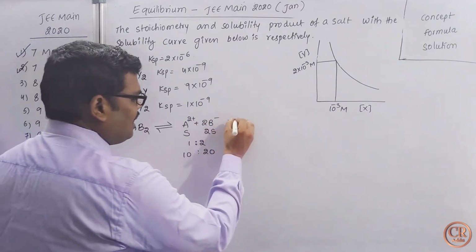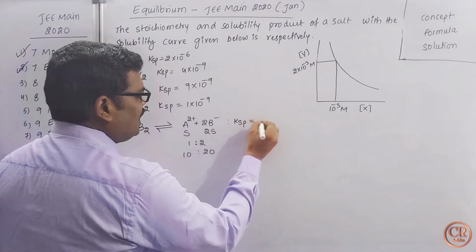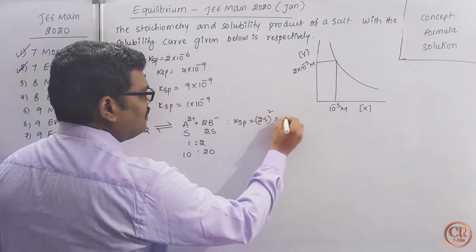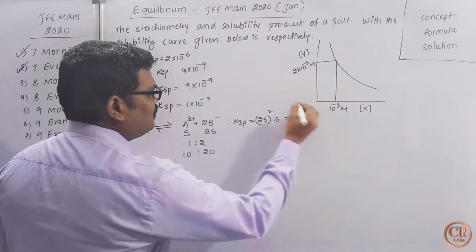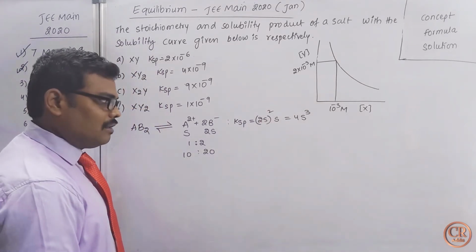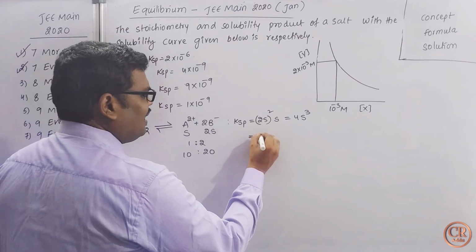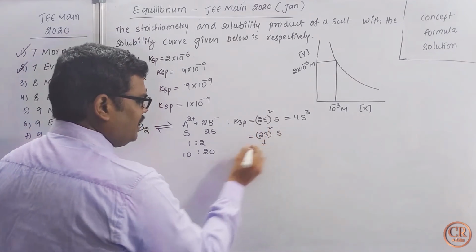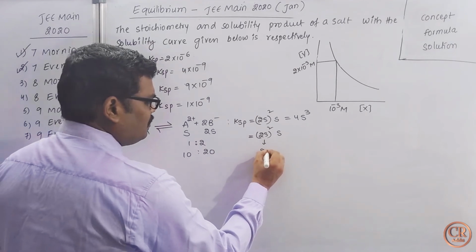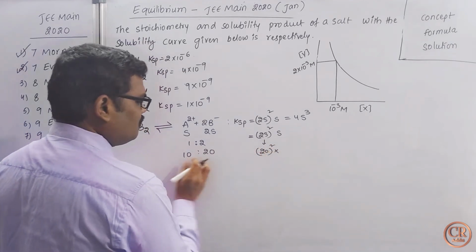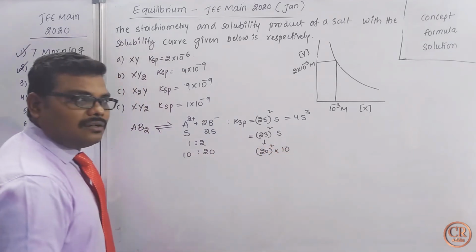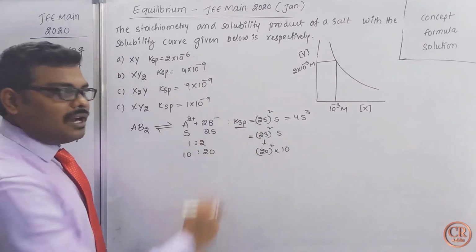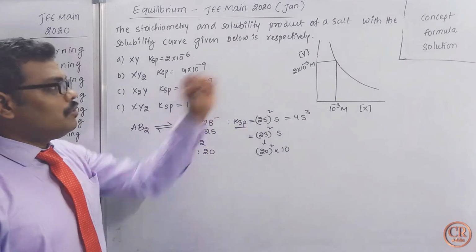So from this we can calculate Ksp. Ksp is equal to (2S) whole square into S. This is equal to 4S cube. You can calculate like this, or you can also calculate like this: (2S) whole square into S. The 2S value is 20, so you can substitute (20) whole square into 10. By this way you can calculate Ksp. This is the suitable concept. Now we come to our question.